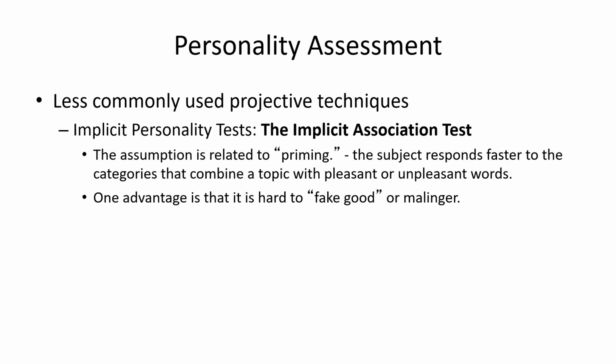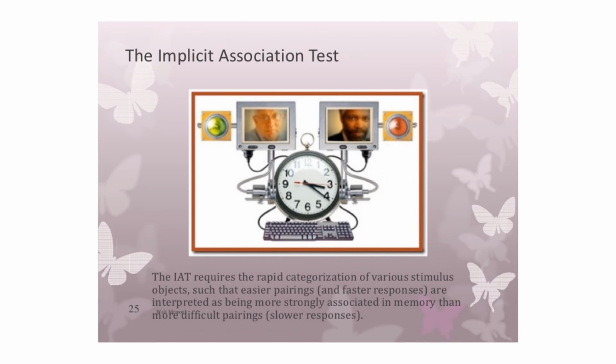All right, the implicit association task. This is similar to priming, which we talked about before, right, when we talk about memory. The subject responds faster to categories that combine a topic with pleasant or unpleasant words, right? One advantage is that it's super hard to fake good or lie, right? And Harvard has a pretty good task. I think you can Google it.